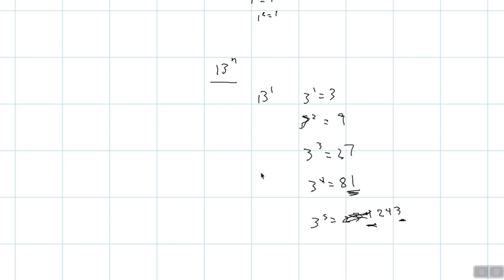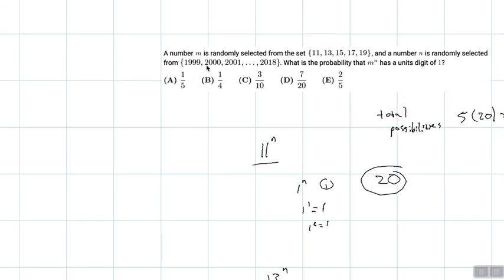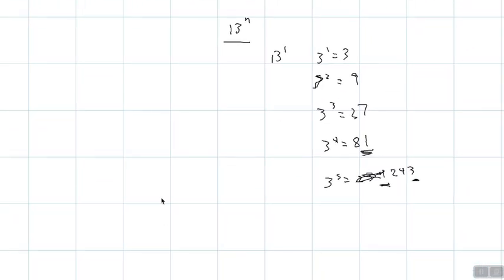And so the number of multiples of 4 in this set, then, 4 goes into 2000, 2004, and 2016 of that set. So there are 5 possibilities here, every multiple of 4.